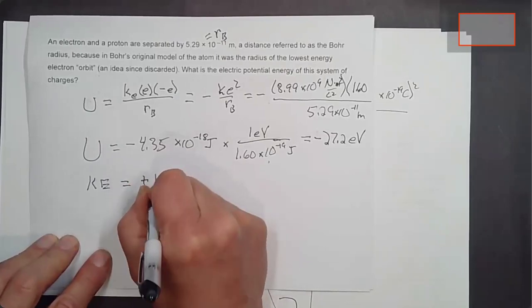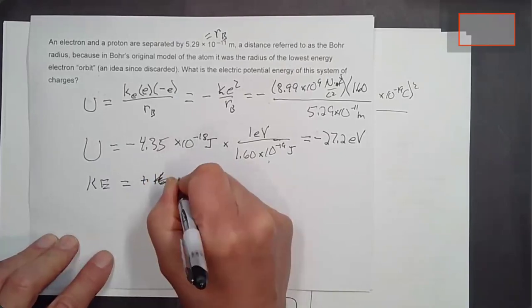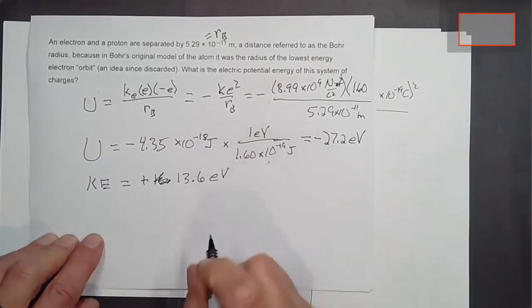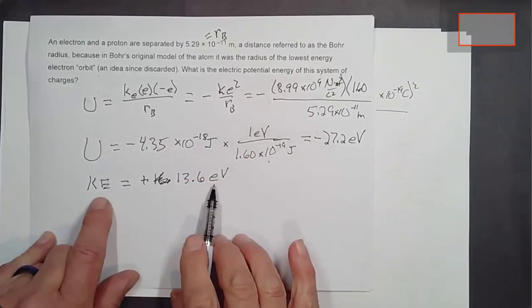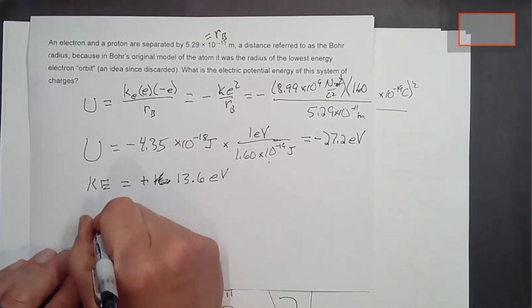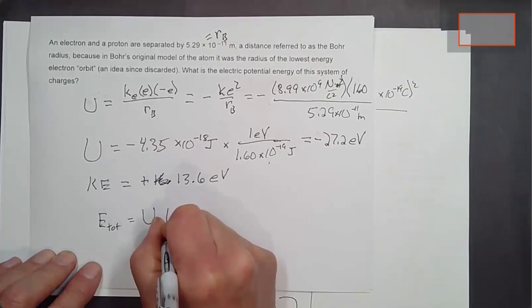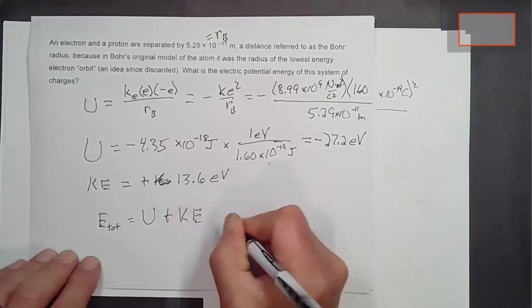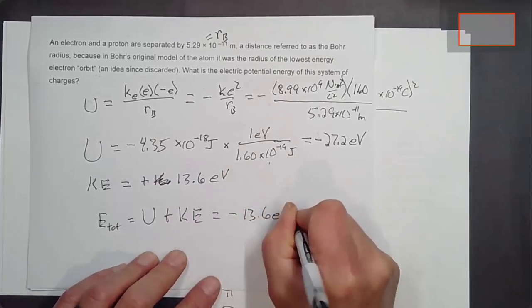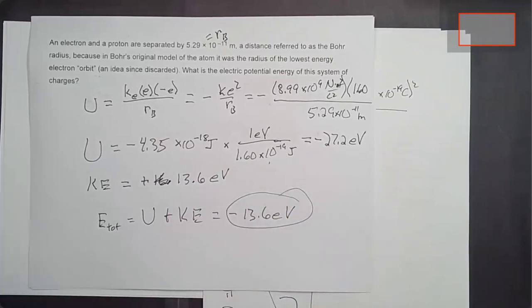positive 13.6. Excuse me, I was doing something in my head and didn't get it right. And when you combine the kinetic energy that it has with this electric potential energy, the total energy is equal to the U plus the KE, and it ends up being minus 13.6 electron volts. And that may be a number that you might remember if you've taken a college chemistry class.